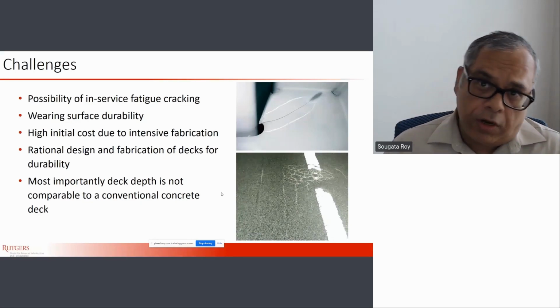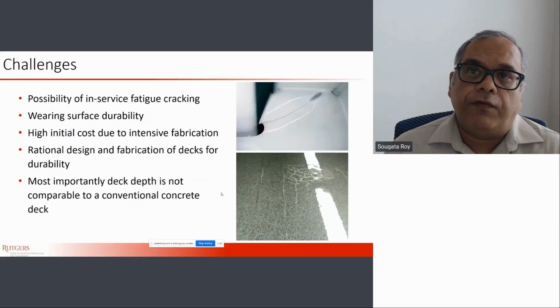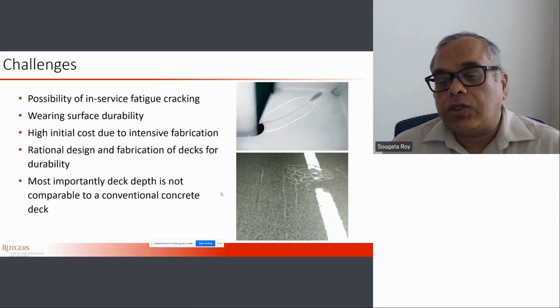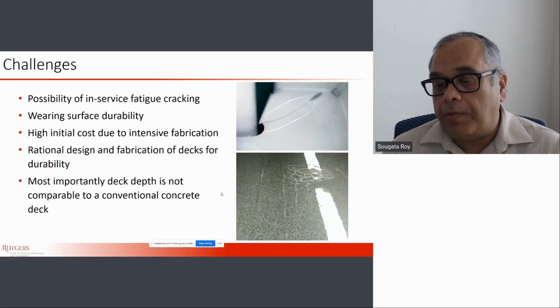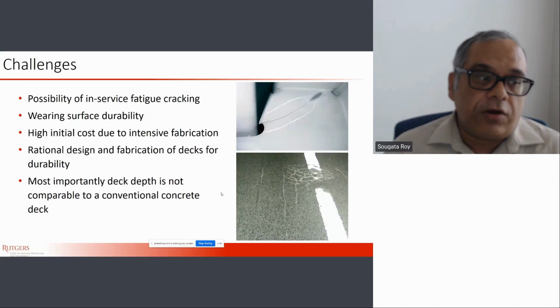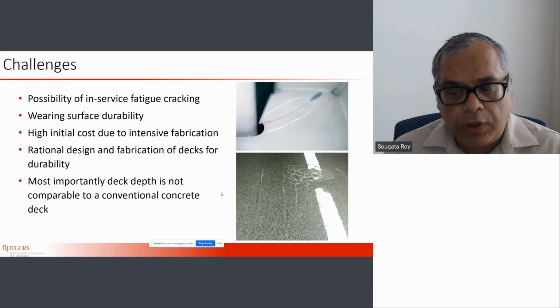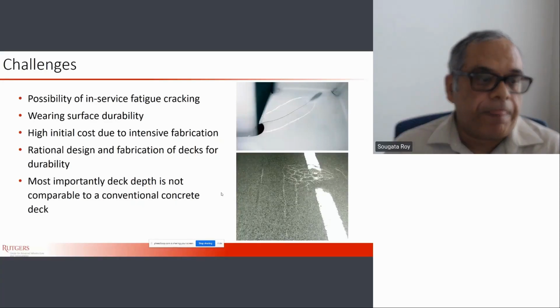But another important aspect is the high initial cost of fabrication, because if you have to be very careful with all the design and detailing for fatigue and other purposes, then the cost of fabrication goes high. And the initial cost of the deck is much higher compared to a concrete deck. As a result, not many people are interested in going for an orthotropic deck, thinking that we have to invest a lot, although the long-term savings might be much better.